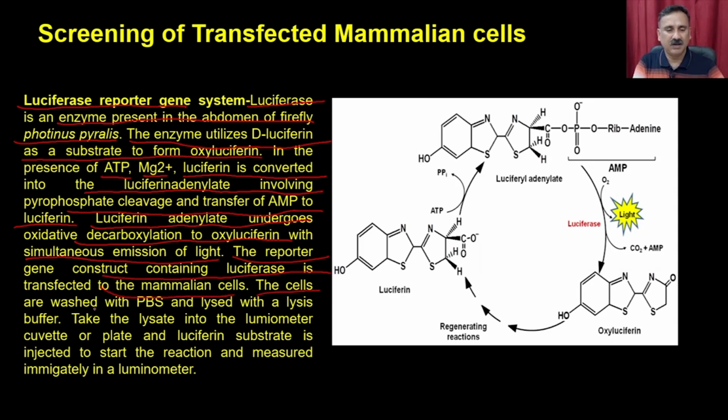The reporter gene construct containing luciferase is transfected into the mammalian cell. The cells are washed with PBS and lysed with a lysis buffer. Take the lysate into the luminometer cuvette, and the luciferin substrate is injected to start the reaction and measured immediately in a luminometer. So these are the reactions your luciferase is going to catalyze, and ultimately it is going to produce light, which can be measured with the help of the luminometer.